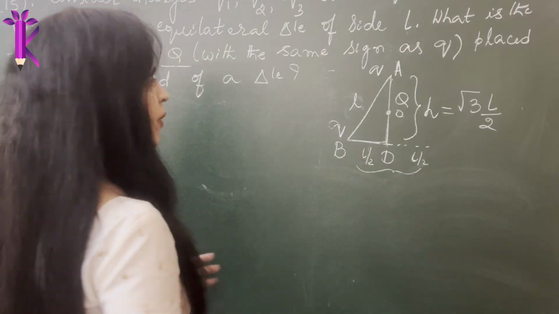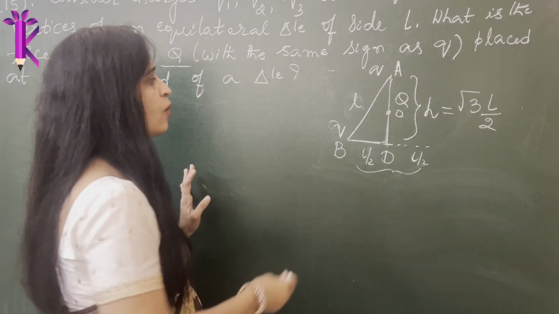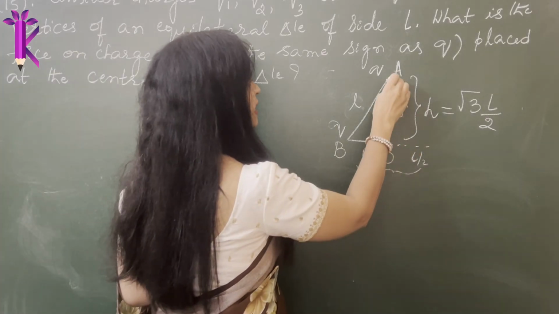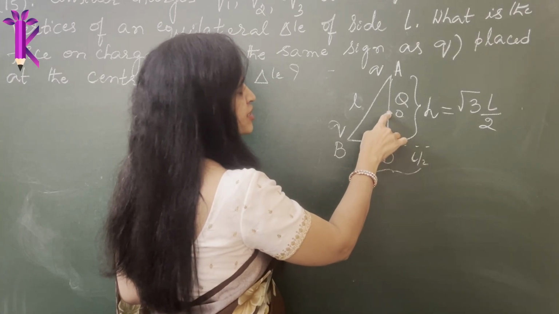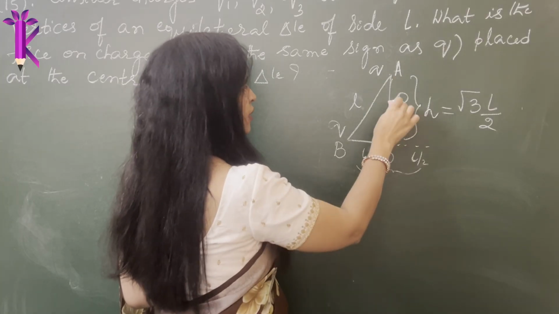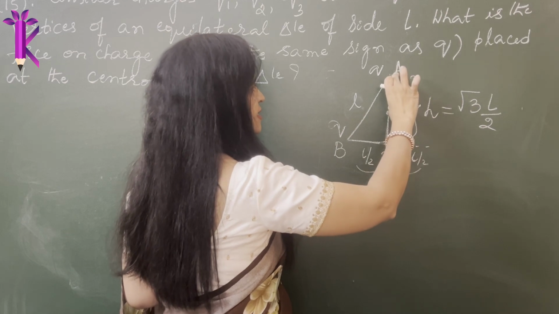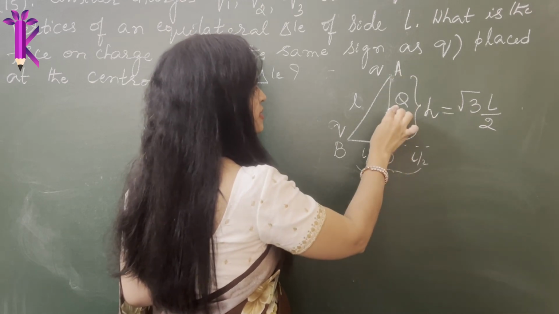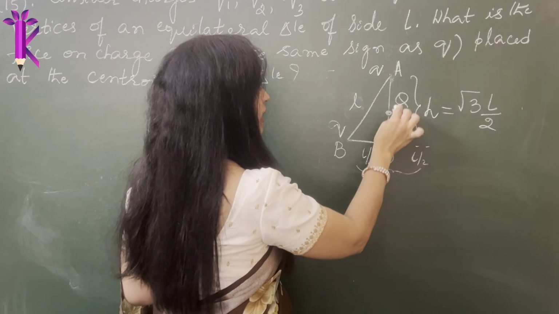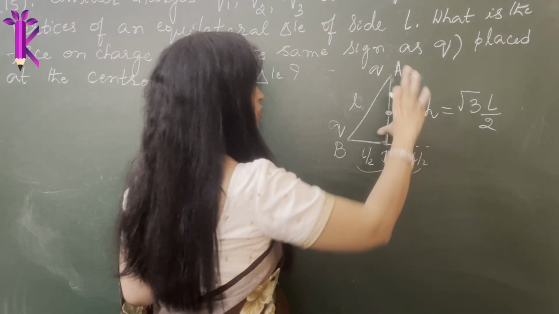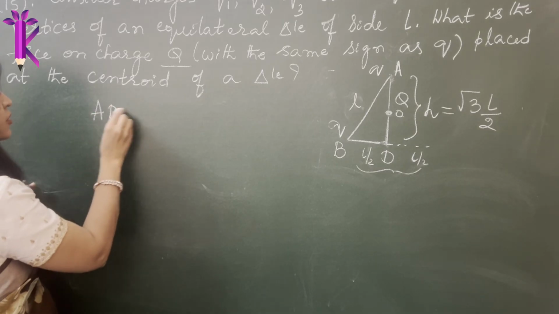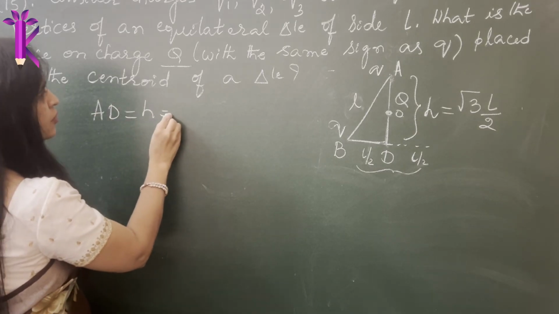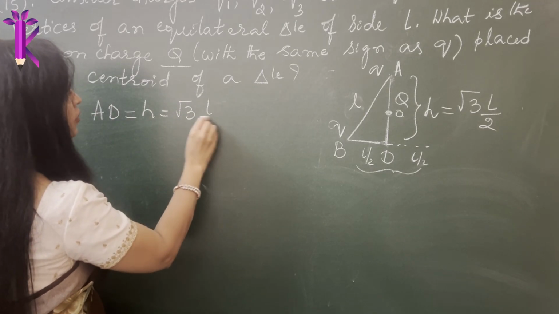I hope you figured it out. Why did we find out h? Because we need this distance. You are supposed to calculate the electrostatic force of repulsion due to q, right? So you needed this distance, right? In order to calculate this distance, we didn't know what this was, so we figured that out. So AD is equal to h is equal to square root of 3 into L by 2.